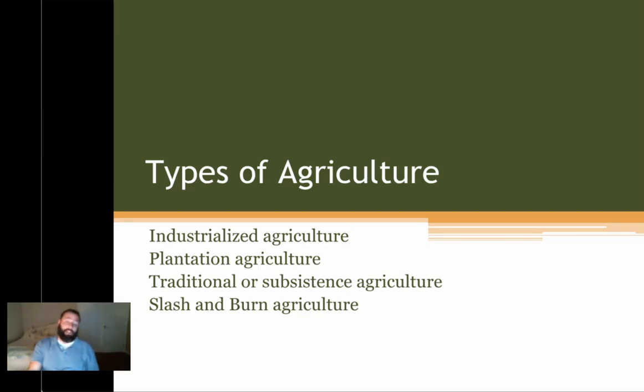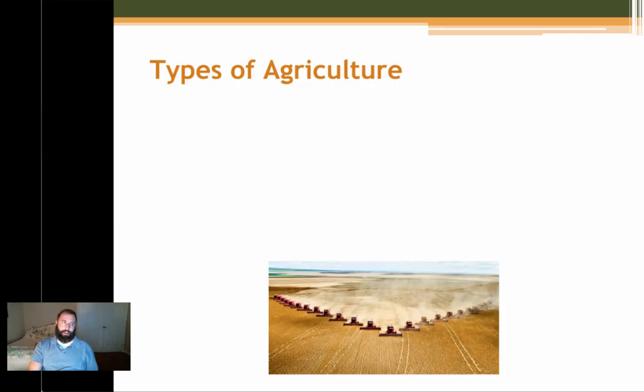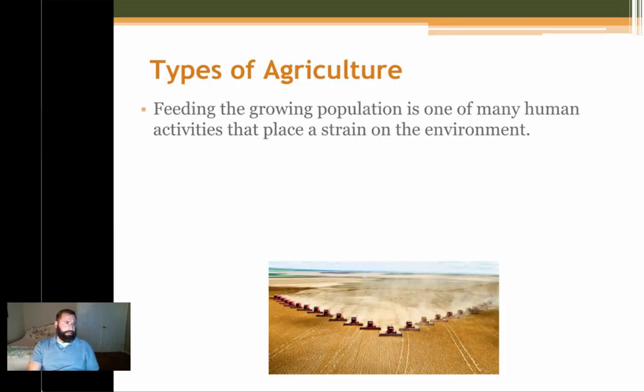In this video lecture, we're going to talk about the types of agriculture, and we'll discuss environmental problems associated with agriculture. Let's begin. Feeding the nearly 8 billion people here on Earth puts quite a strain on the environment.